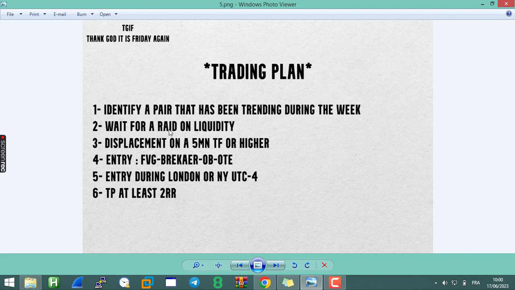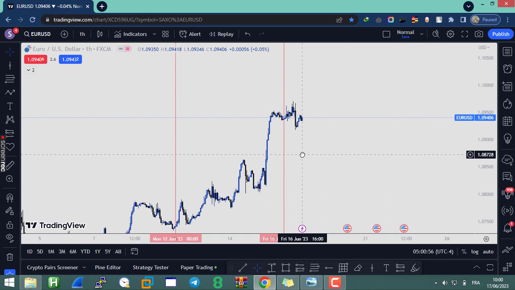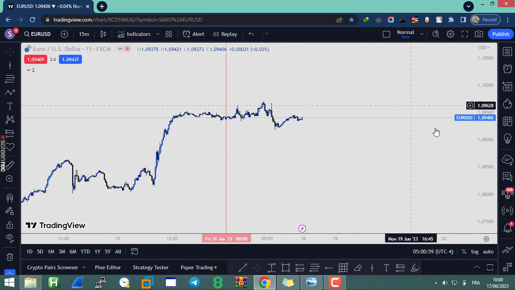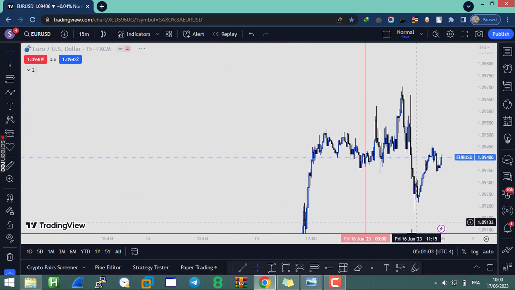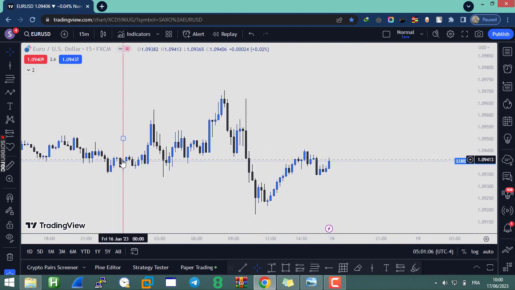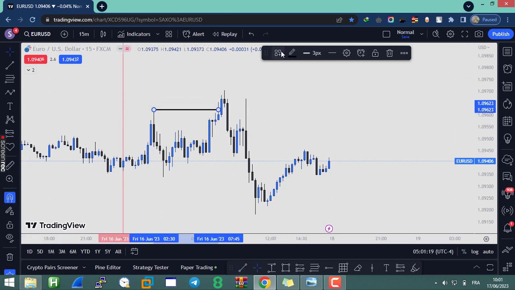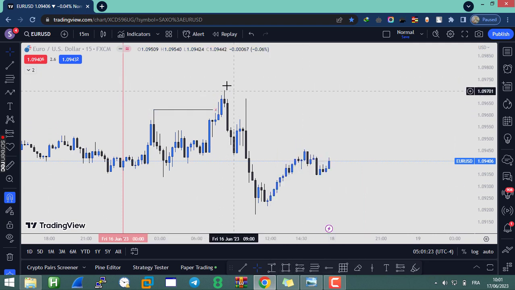You want to see a raid on liquidity. All right, you wait for a raid on liquidity. As they say, no raid, no trade. So a raid on liquidity is mandatory, guys. Now, what you want to do is go to the lower time frames, like the 15-minute or the 5-minute, and identify that raid. In our example here, you can see this is midnight Friday. Price raided this. There has been a raid here, creating the high of the day. All right, so the liquidity raid is confirmed.